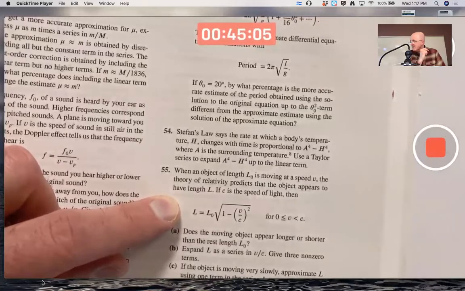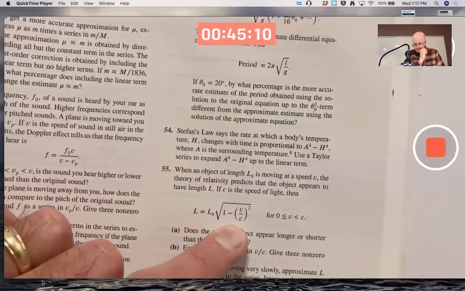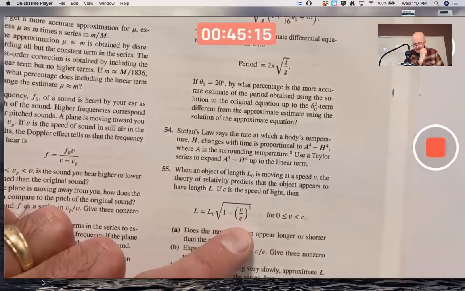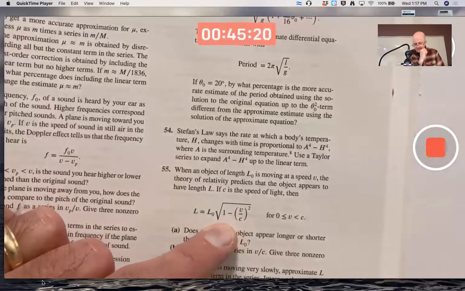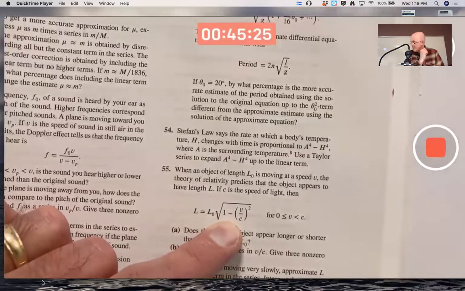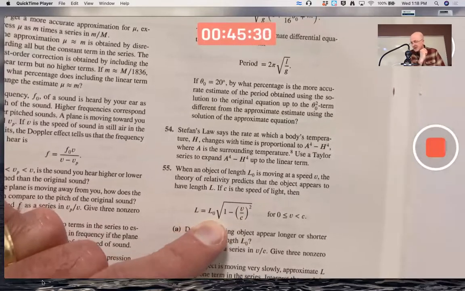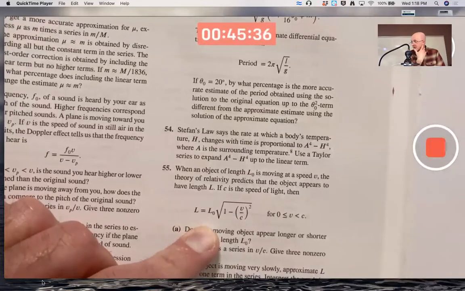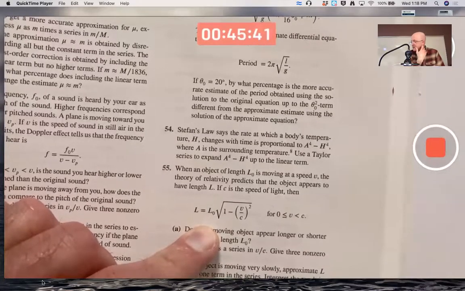Smaller. Can you give a reason? That's true. Yep, this is positive. Yep. Yeah, this thing under the square root is less than one. The square root of a number less than one is still less than one. L0 times a number less than one is smaller than L0. L is smaller than L0. It's a good thing to be able to think about equations that you see in science textbooks like that.